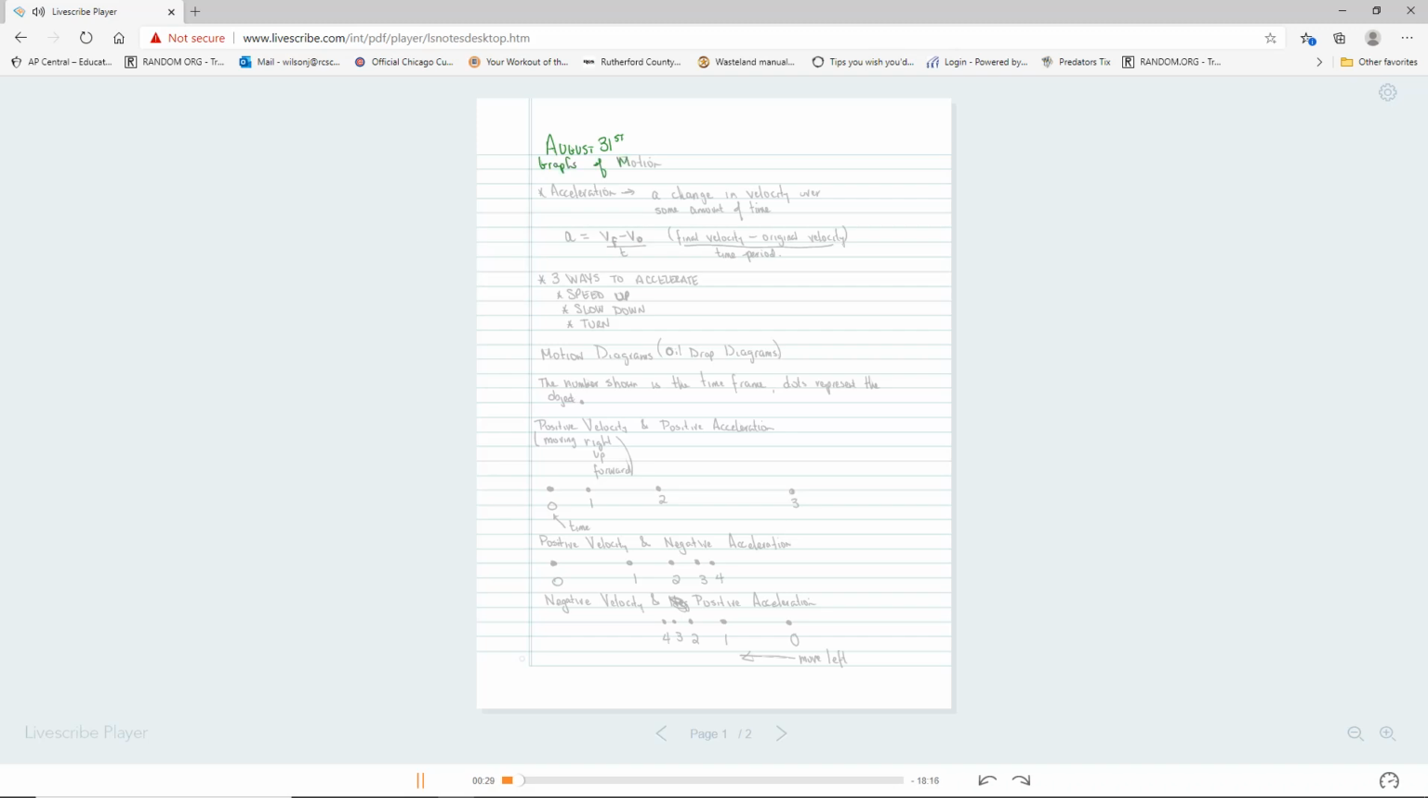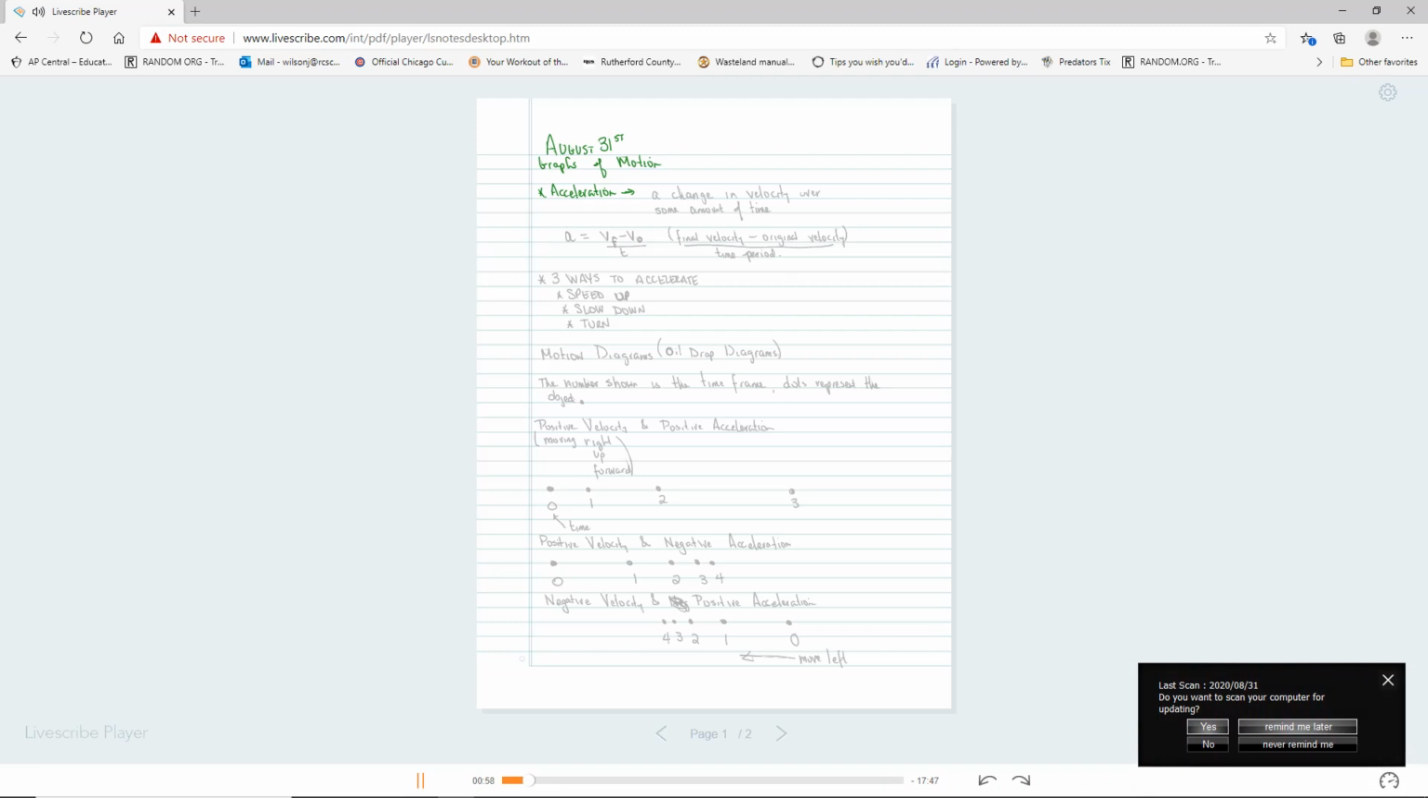Graphs of motion. So the first thing I want to do is define acceleration, because we're going to start adding acceleration into our mix of distance, displacement, speed, velocity, and acceleration. And what is acceleration? What does it mean to accelerate something? Is it only when your speed increases, or could it also decrease? Would that be considered acceleration?